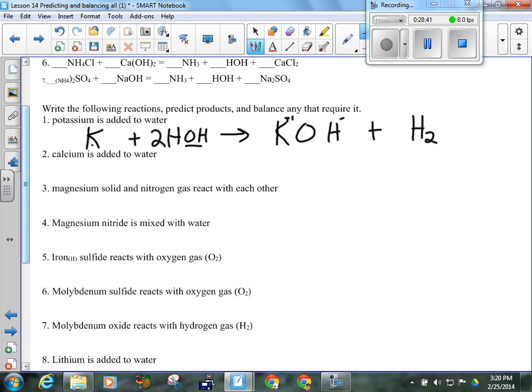Now that gives me 2 hydroxides, so I need a 2 here. That gives me 2 potassium, so I need a 2 here. Your other option on that one would be if you went K plus H2O. Then you switch it differently and you end up with K2O plus H2, and the balancing ends up being like so. There's 2 ways to do that one. Either one would be acceptable. So that's what you're doing for that one.